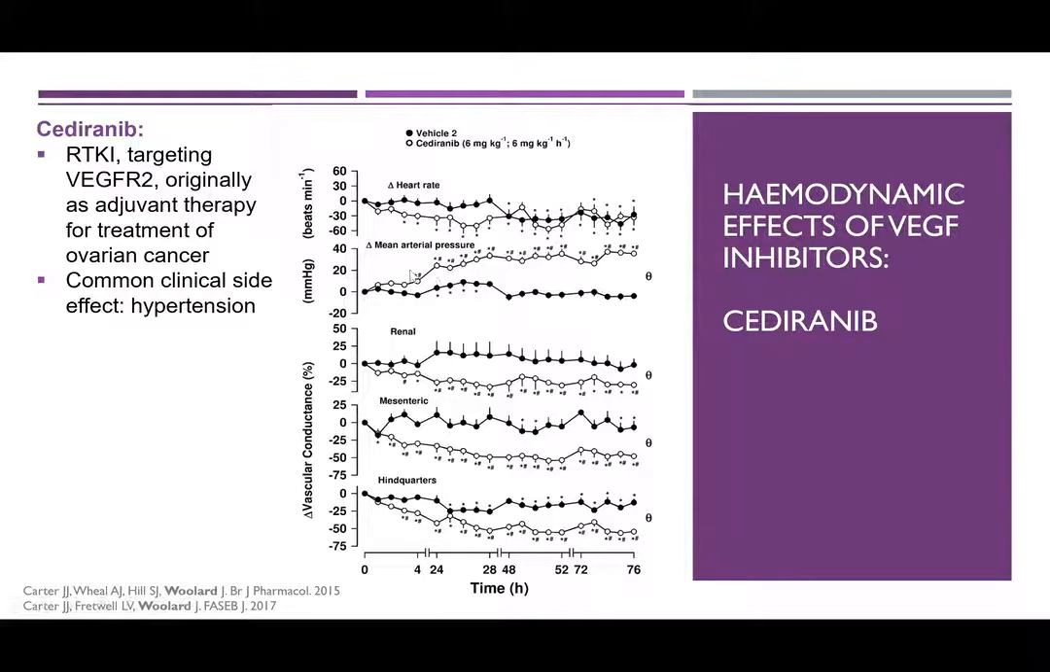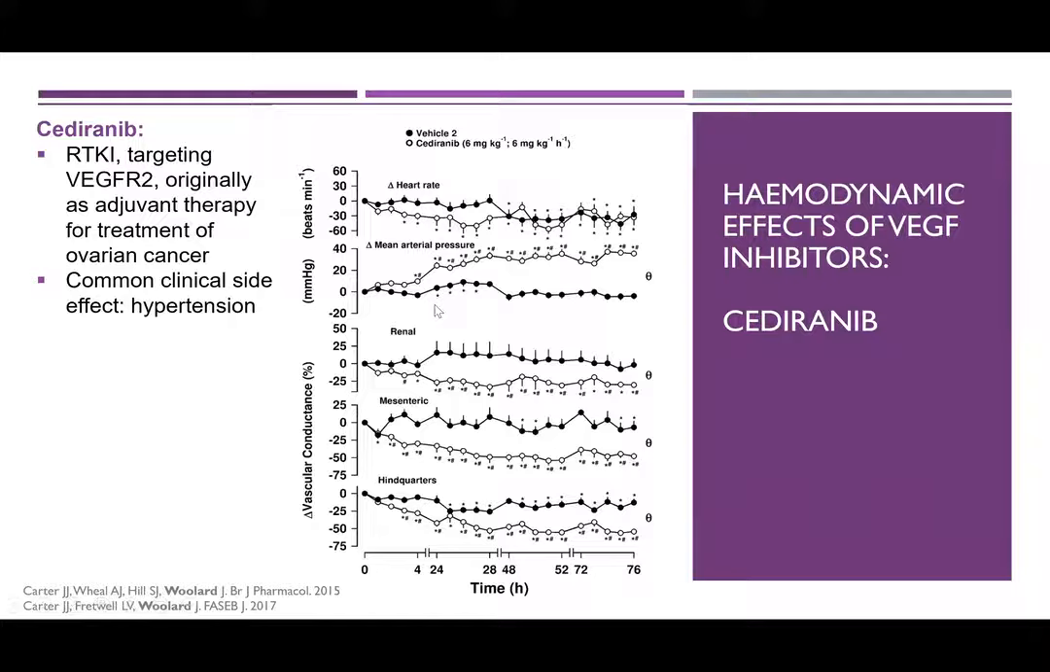rate and then mean arterial pressure. And then below are the changes in vascular conductance through the 3 different vascular beds that I mentioned on the previous slide. And so the dark colored circles are animals that are treated with vehicle, and the open circles represent the group, a single group of animals that were treated with cediranib. So we've got a vehicle and drug treatment for each of the different variables that we were following.